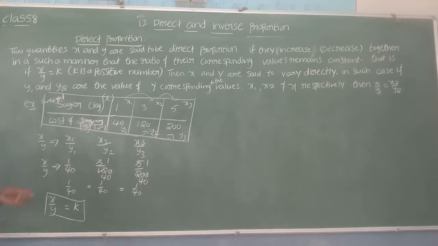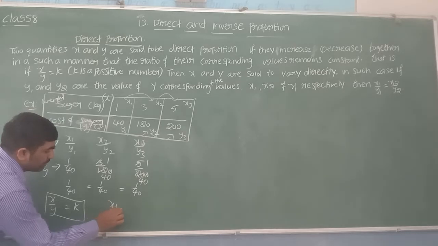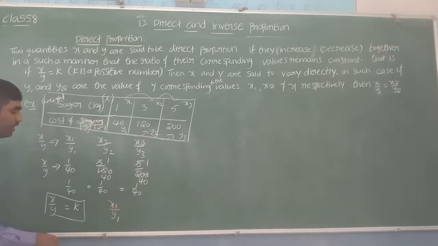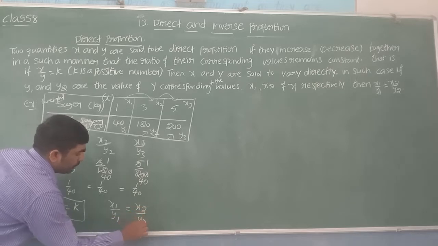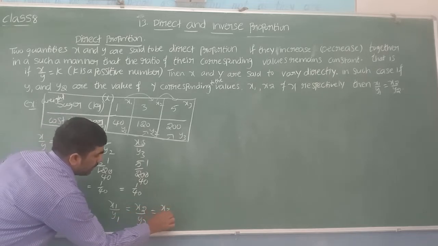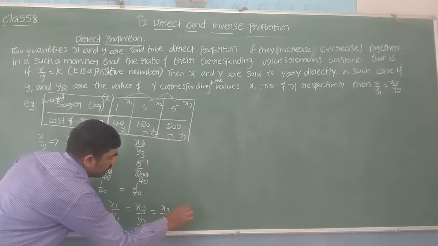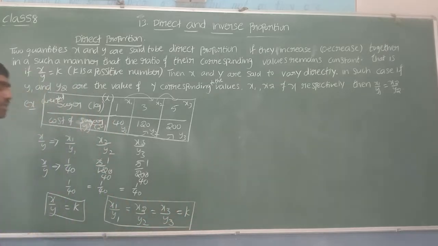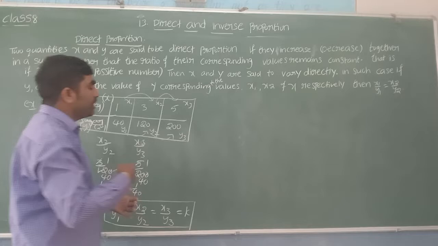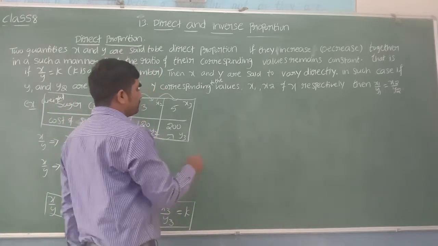So what is the formula we can write over here? Finally, x1 by y1, the ratio of their corresponding values, is equal to x2 by y2, is equal to x3 by y3, is equal to some constant. The ratio of their corresponding values is the same. Then only it is in direct proportion. Let me take two more quantities and verify.